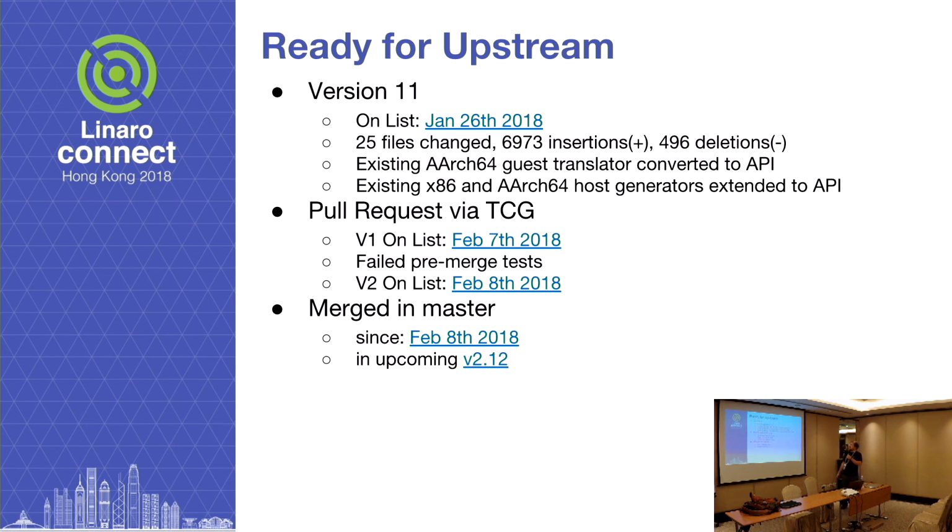Pull request went onto the list in February. It's not unusual for the first pull request to fail, although people are generally very diligent about testing their pull requests. Often they don't have access to every single piece of hardware that QEMU is supported on. So that's when the pre-merge tests that are run by the maintainer are very important to catch any last-minute problems.